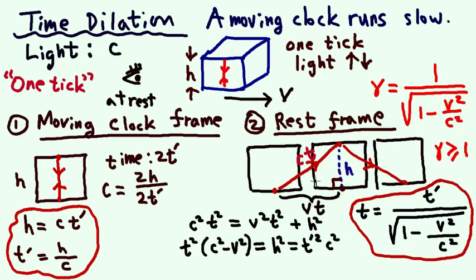In other words, the value of t prime is actually smaller than t if this v is finite, and so that means a moving clock runs slow. But this is not just for any clock. This is for any physical process. So in other words, if you're moving very, very fast, the biological clock also runs slow.